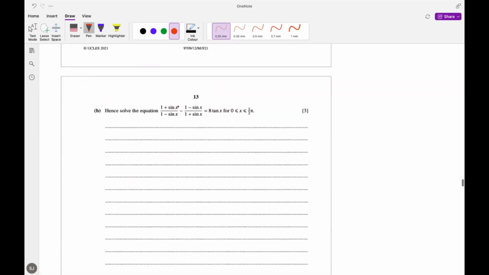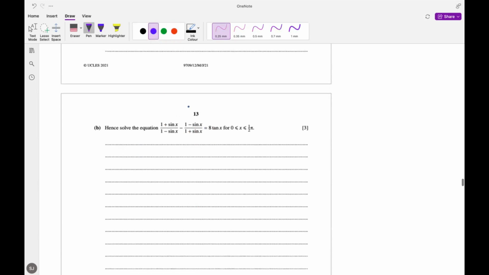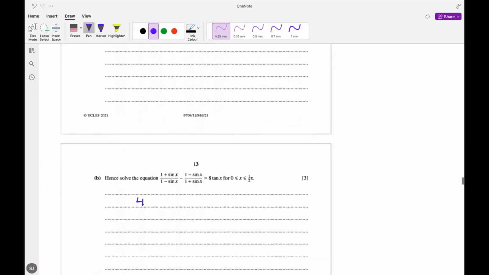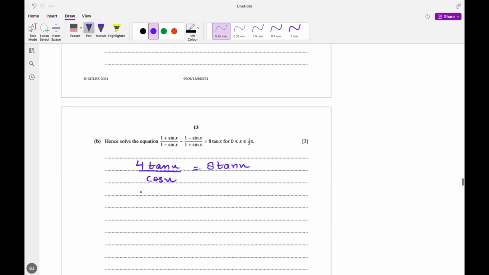In part B, we have to solve the equation (1 plus sin x)/(1 minus sin x) minus (1 minus sin x)/(1 plus sin x) equals 8 tan x. Now we know that this was equal to 4 tan x upon cos x. So we can write 4 tan x upon cos x equals 8 tan x. Cross multiplying, we'll get 4 tan x equals 8 tan x cos x. Bringing the 8 tan x cos x to the left hand side, this will become 4 tan x minus 8 tan x cos x equals 0.